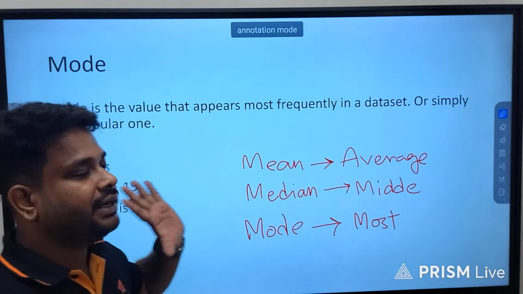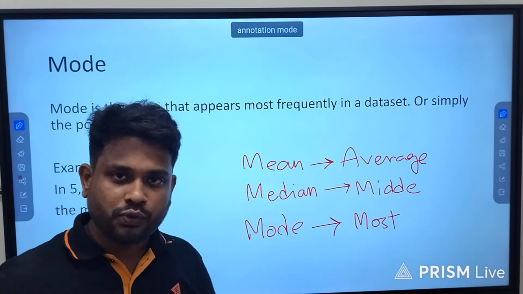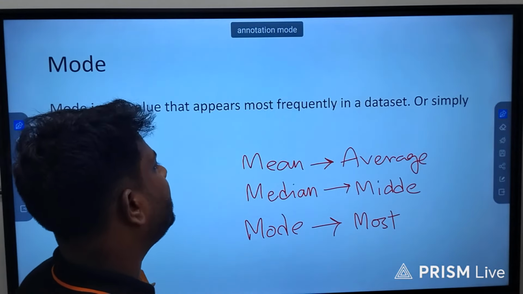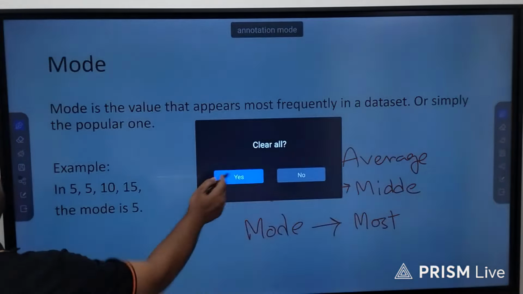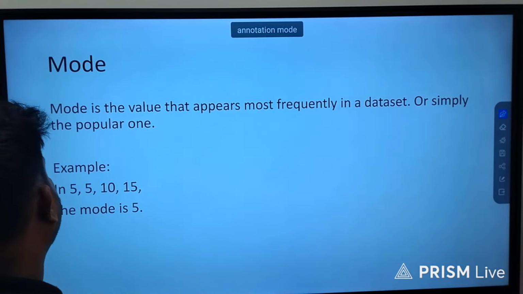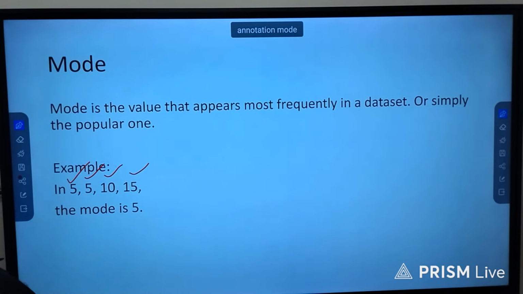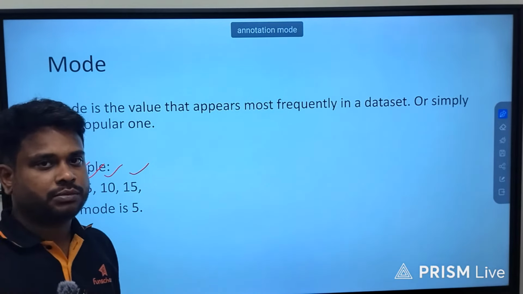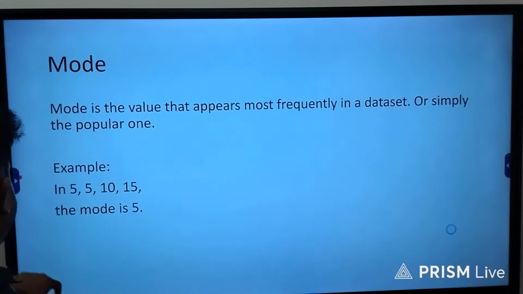So in short, we can tell that mean, median and mode are the average, the middle and the most frequent type of data. This is a simplification of central tendency. Mode is the value that appears most frequently in a data set. For this case, we have 5, 5, 10, 20 and 15. The mode will be 5 because 5 appears the most, that is 2 times. So this is called the mode.